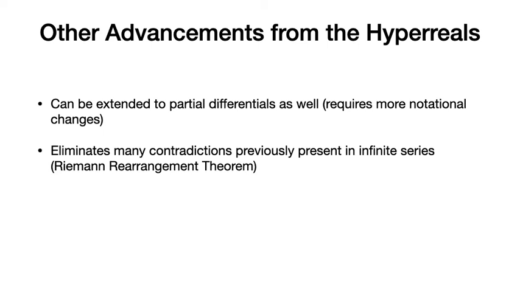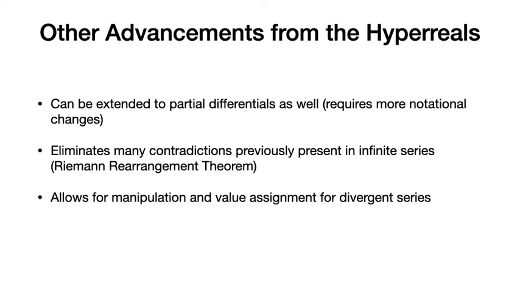And so it basically says, well, if you're dealing with a divergent series, you're probably going to deal with a lot of contradictions. But if you use the hyperreal number system, you actually eliminate most of those contradictions, maybe all of them. The hyperreal numbers allow for the manipulation and value assignment for divergent series. And as I said, it simplifies thinking in many fields and proofs.